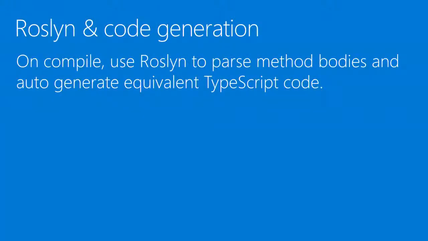So what do we do? Because the condition is inside a method, you can't use reflection to extract those. So what we do, we use Roslyn. So how many of you have heard or played with Roslyn in the crowd? Great. We use Roslyn to automatically parse the method bodies and generate the equivalent JavaScript. Oh, sorry, not JavaScript, TypeScript.